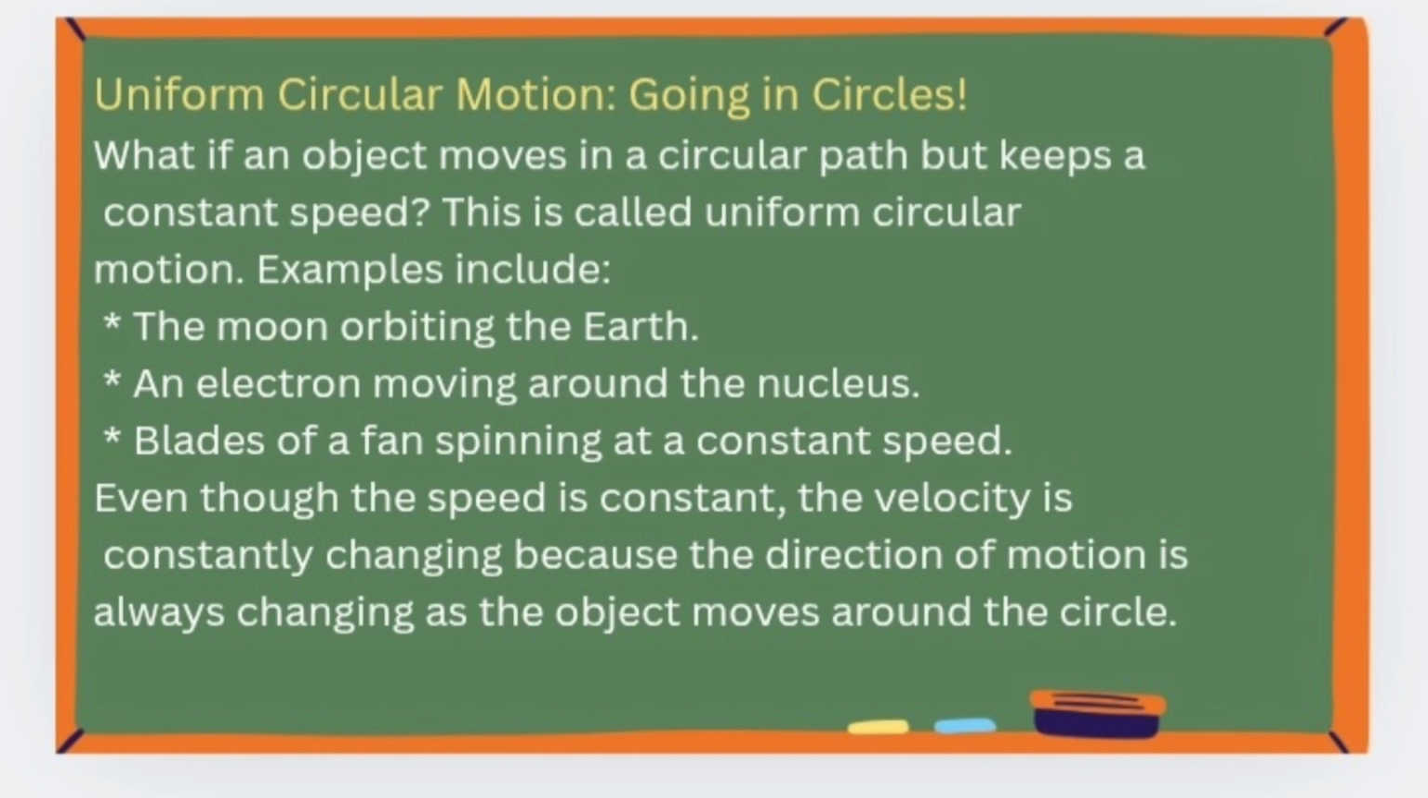Examples include the moon orbiting the Earth, an electron moving around the nucleus, blades of a fan spinning at a constant speed. Even though the speed is constant, the velocity is constantly changing, because the direction of motion is always changing as the object moves around the circle.